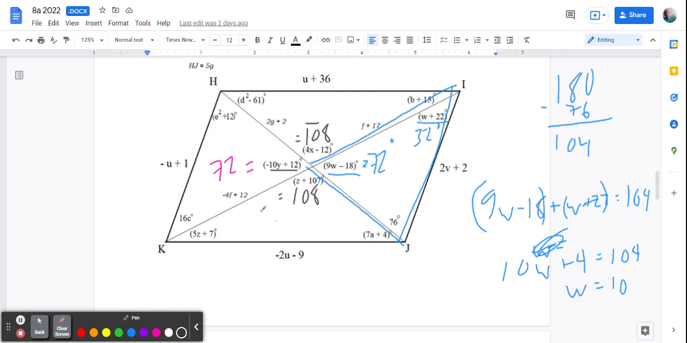Now I'm just going to do z because z is going to help us in our next thing right here. So z plus 107 equals 108, which is going to make z equal to 1. So z being equal to 1 is going to make the 5z plus 7 equal to 12.